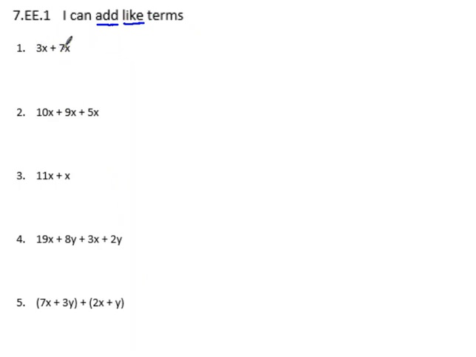In this first one, we have 2 terms. On the second one, we have 3 terms separated by plus signs. Down here on the fourth one, we've got 4 terms. And we're going to add the ones that are like terms, meaning that they have the same letter.